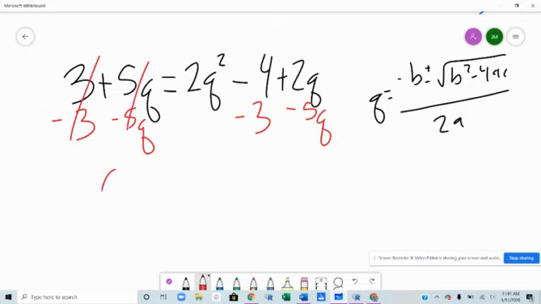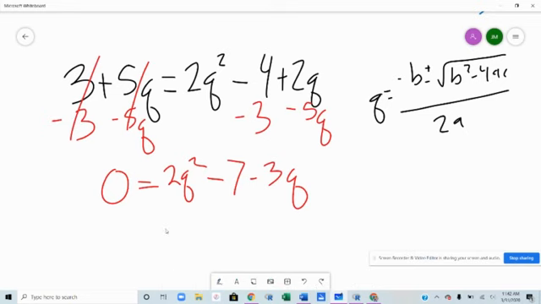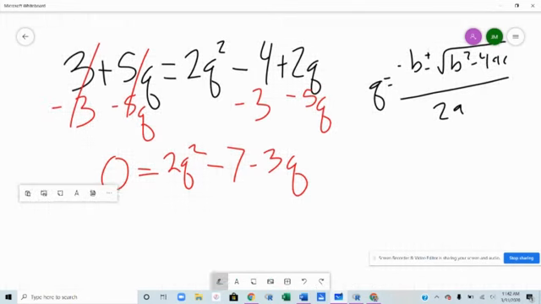So that eliminates both of those, giving you 0. I have 2q squared. Negative 4 minus 3 is negative 7. And then 2q minus 5q is negative 3q. But if we look, this is still not standard form because we're not in the right order. Some of you might be able to just from here identify A, B, and C pretty easily. It is not A, B, and C in this equation. Okay, some of you though, I would highly recommend you finish converting this into the correct form.